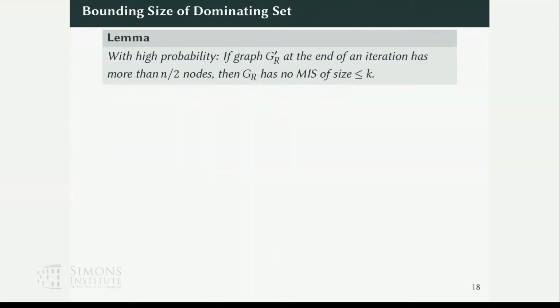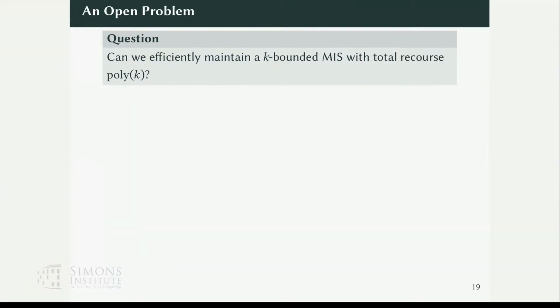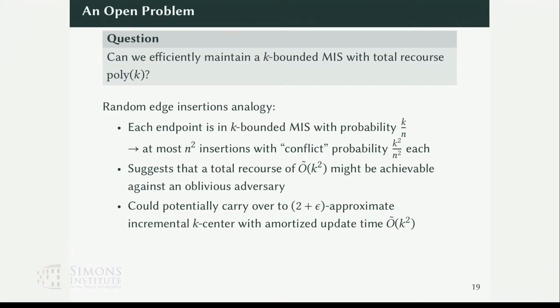So I think we can skip that proof, like why if I have more than n half nodes, I don't find a small MIS. That's standard hitting set stuff. We can skip over this. And so it remains open, could I really maintain a k-bounded MIS with polynomial total recourse? That would be nice. I'm skipping that also a bit. That would be nice, because then I could maybe get this 2 + epsilon approximation.